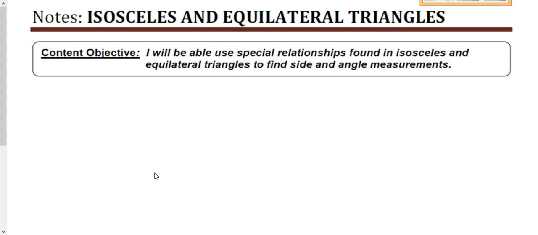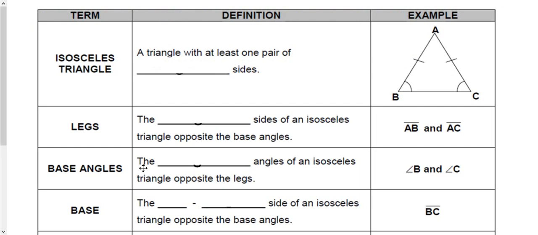This is your notes for isosceles and equilateral triangles. You'll be able to use special relationships found in isosceles and equilateral triangles to find sides and angle measurements. Let's take a look at a few notes. Remind you what an isosceles triangle is.